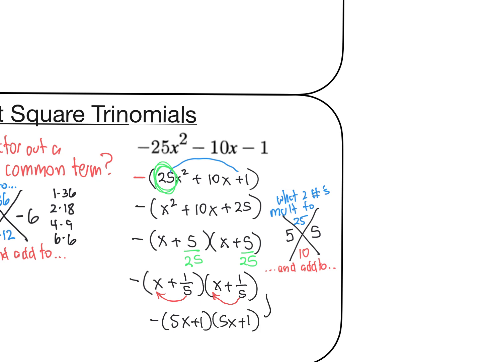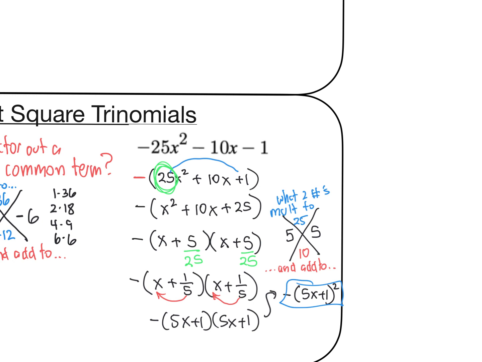And then I package it all together because I have, again, two 5x plus 1s. And so I put a negative, and now I've got a 5x plus 1 to the second power. And there we go. That's my factored solution.